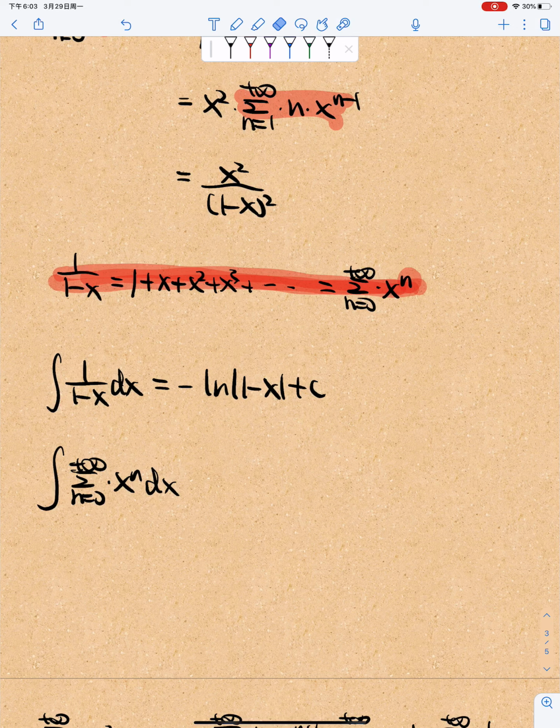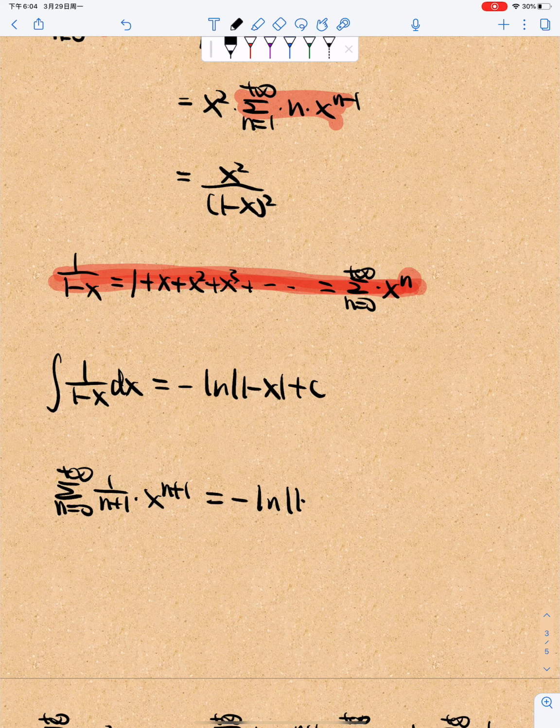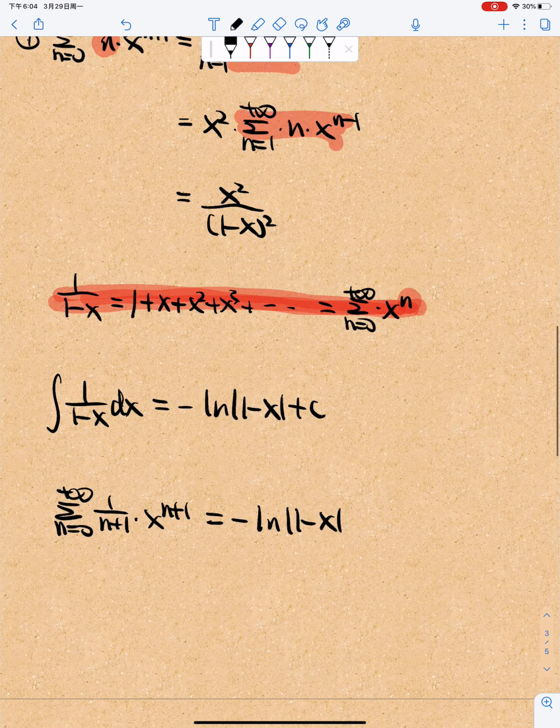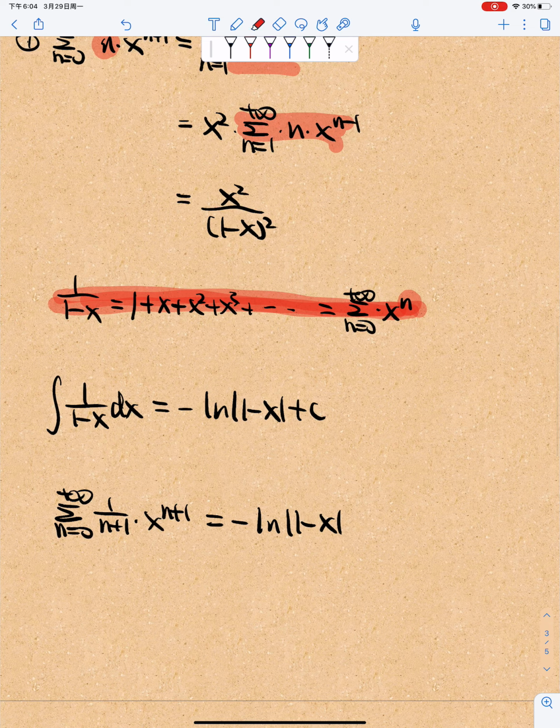if you just write down the integral of each term, we get sigma n from 0 to positive infinity of 1 over n plus 1 times x to the n plus 1's power. Matching those two together, we get that this power series is equal to negative natural log absolute value of 1 minus x. Here I'm getting rid of the plus c, and the function I put on the right-hand side needs to satisfy that when we plug in 0, it is equal to 0.